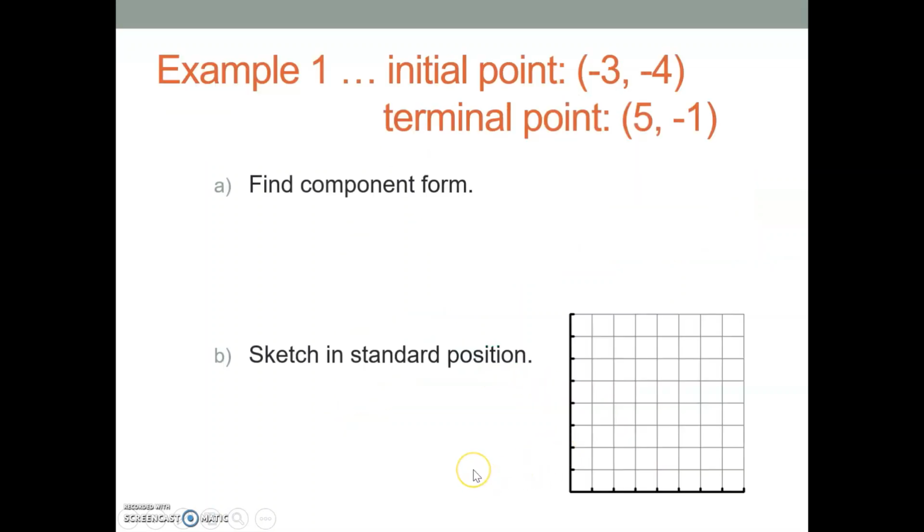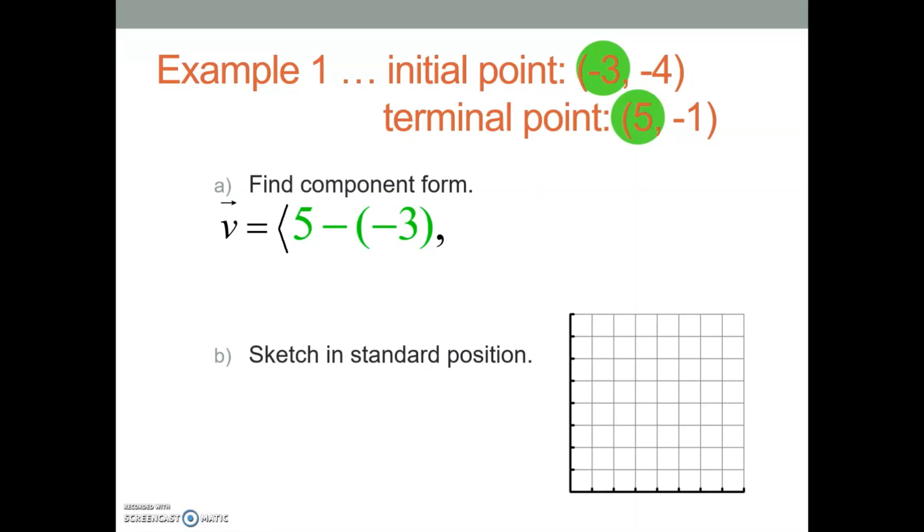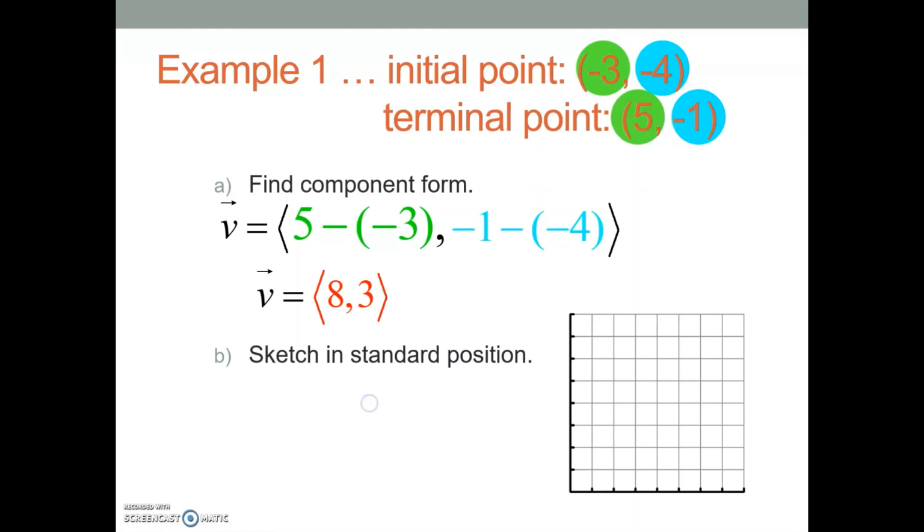Let's try some examples. To find the component form, and notice again we must have the angled brackets to indicate a vector. That's important. We will subtract the x values, terminal point minus initial point, 5 minus negative 3. And then we'll subtract the y coordinates, negative 1 minus negative 4, terminal minus initial. Do the math, and there's our new vector.